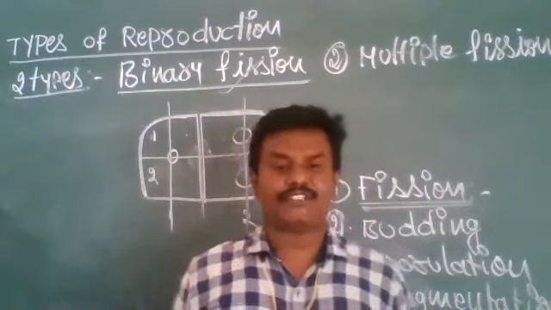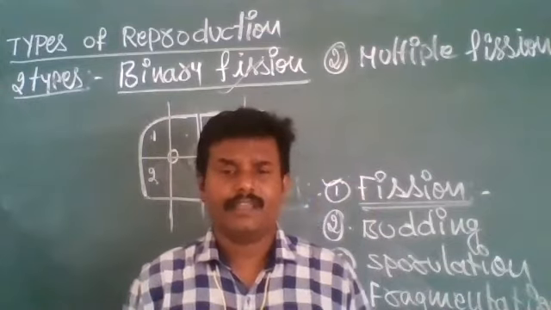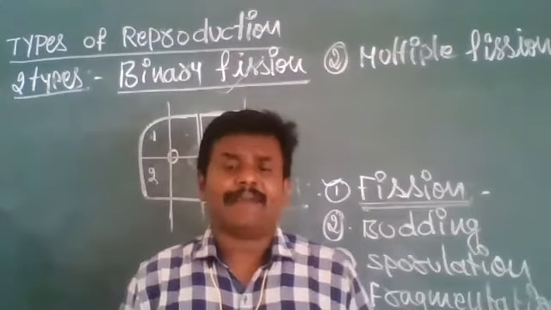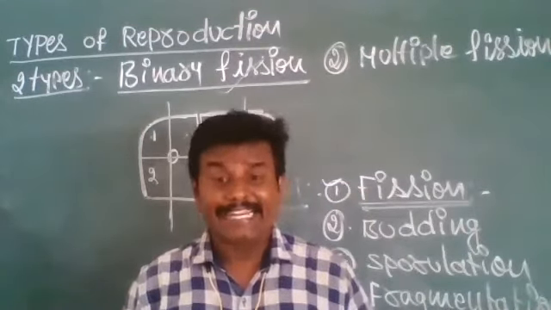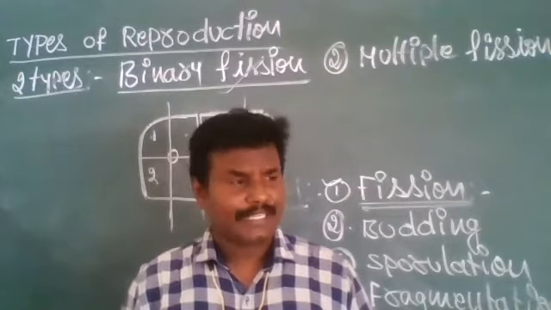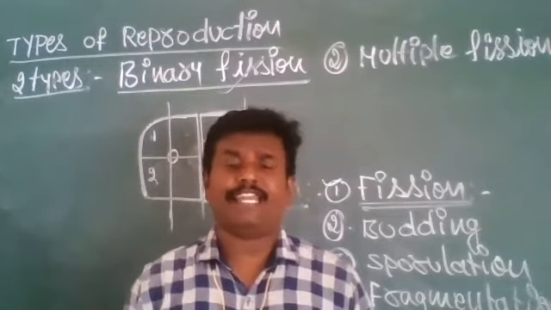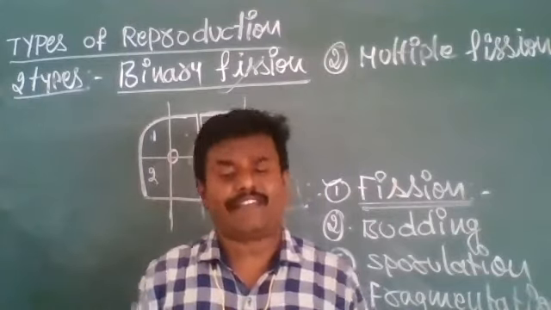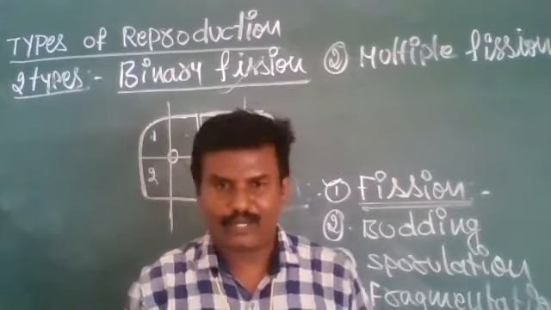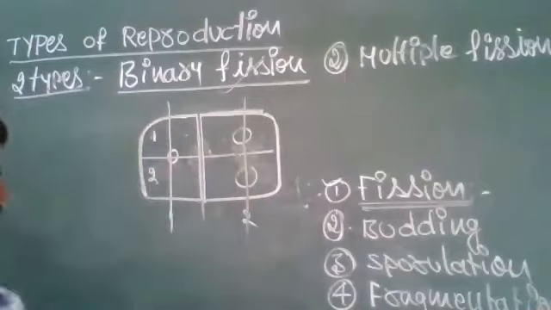Thus, binary fission occurs by cell division. So cell division itself in unicellular organisms is a kind of reproduction. That is called binary fission.